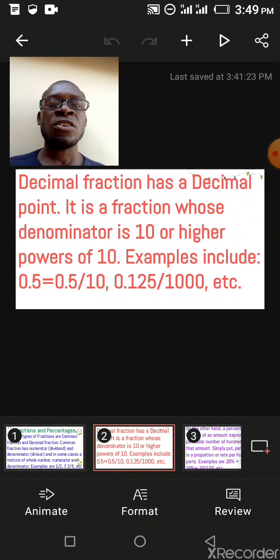Decimal fraction has a decimal point. It is a fraction whose denominator is 10 or higher powers of 10. Examples include 0.5, which is equal to 0.5 all over 10, 0.125 all over 1000, etc.